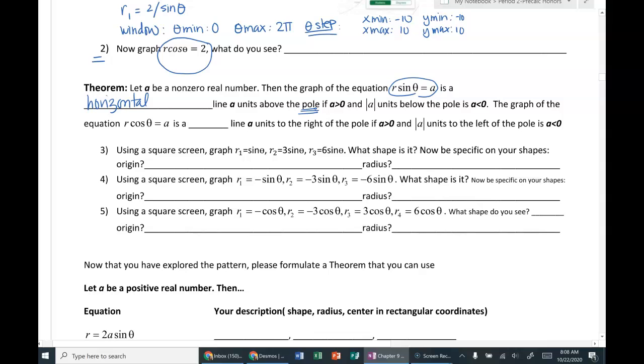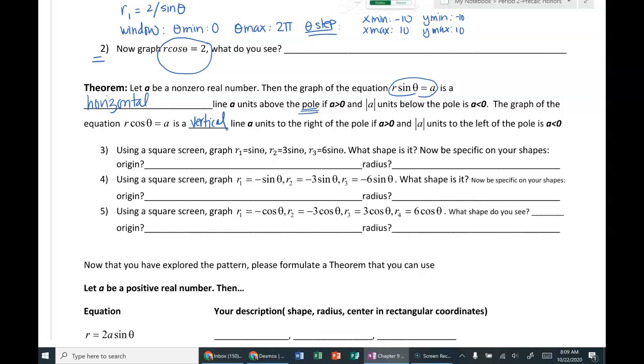If a is positive, and the absolute value of a units below the pole if a is negative. The graph of the equation r cosine theta equals a, and that was number 2, you have to fill that out. This is going to be a vertical line, a units to the right of the pole if a is positive, and absolute value of a units to the left of the pole if a is negative.